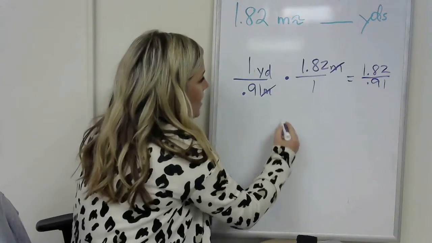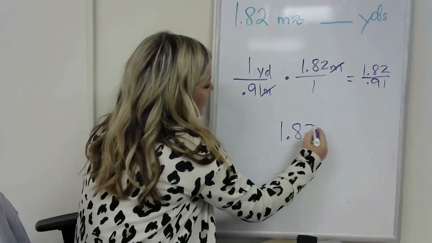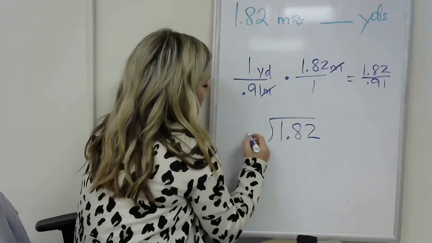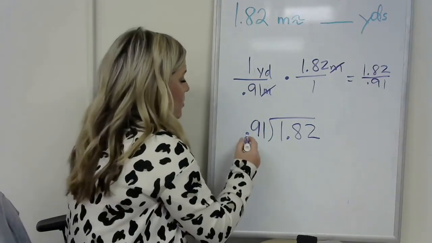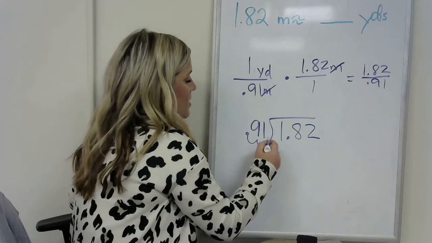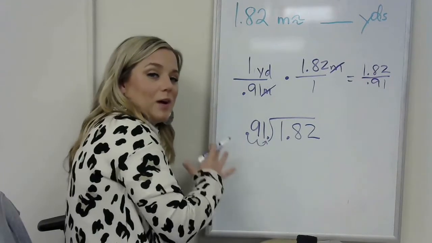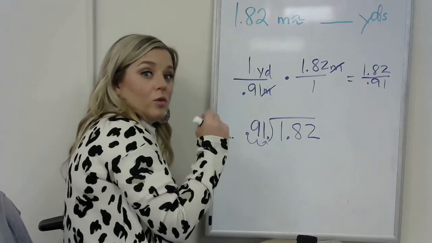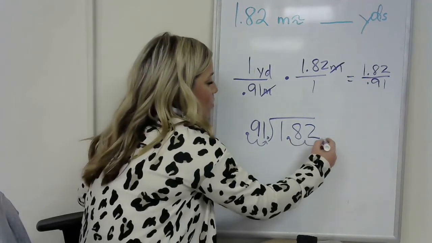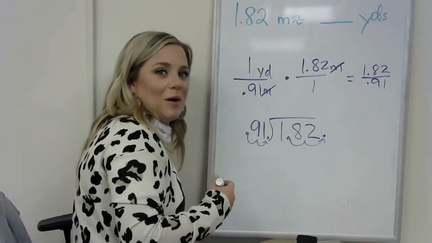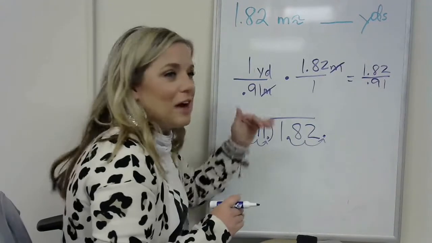All right, so we have 182, and we're going to divide that by 0.91. Now, hopefully you guys remember that we just moved this decimal 2 places because we can't divide by a decimal, so we got to turn to whole number. Now, golden rule of algebra. What you do to the outside, you got to do the inside. What you do to the left side, you got to do the right side of the equal sign. What you do to the top, you got to do the bottom.